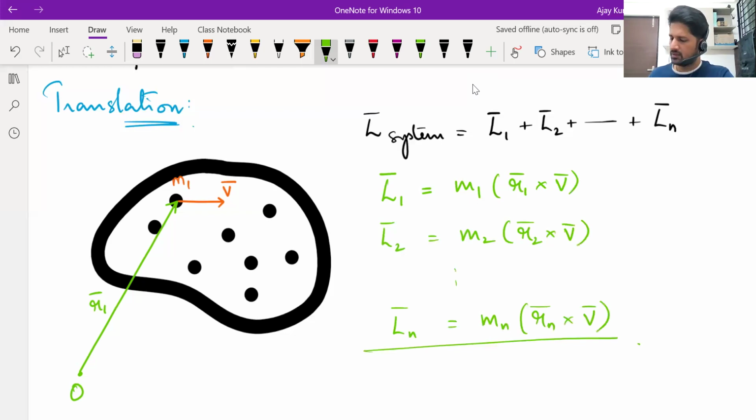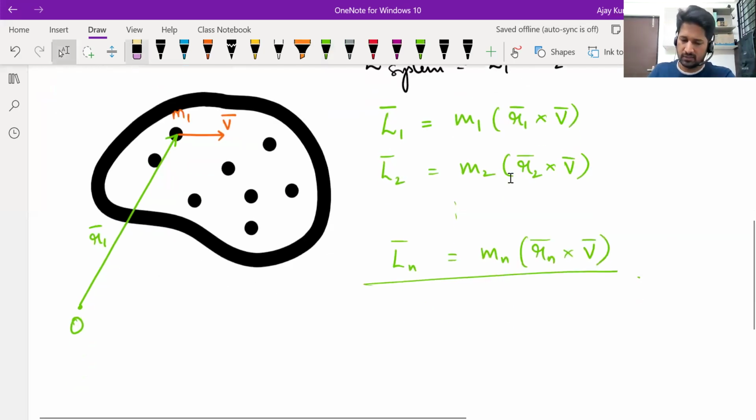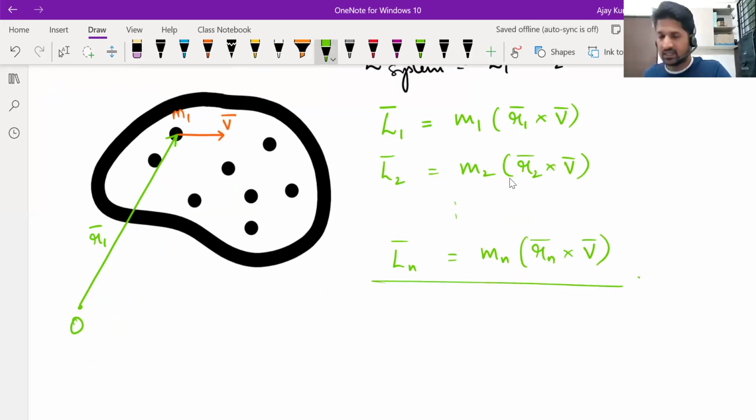Now, imagine adding up all these equations. If you add all of them on the left hand side, you will get L1 plus L2 and so on up to Ln. That is nothing but the total angular momentum of the system, which is equal to the right hand side.